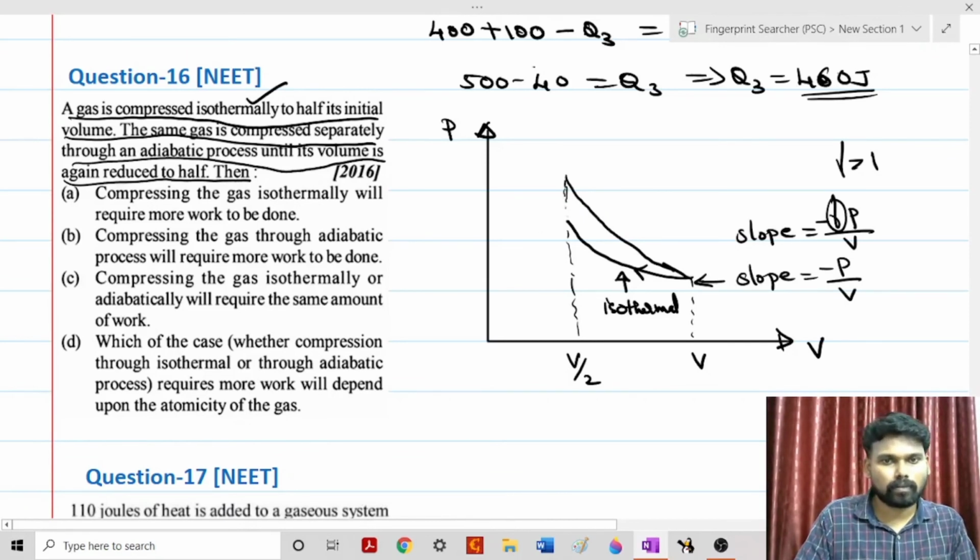So reaching the same volume, the same half volume, both are reaching half volume, but the adiabatic curve will be steeper than the isothermal.